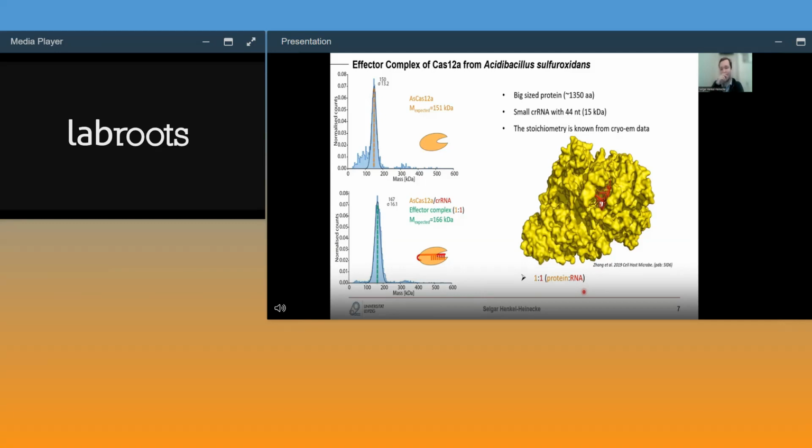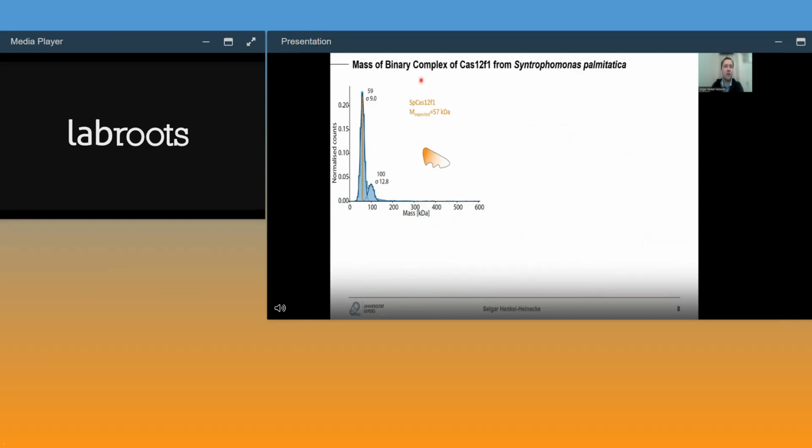And then we thought, okay, we go further with this, and we look at the mass of the binary complex of Cas12f1 from Synthroformonas palmitatica. And there we measured also the protein itself with an expected mass of 57 kilodalton, and we got a measured mass of 59 kilodalton, which was in the range of the whole system. And so everything was fine.